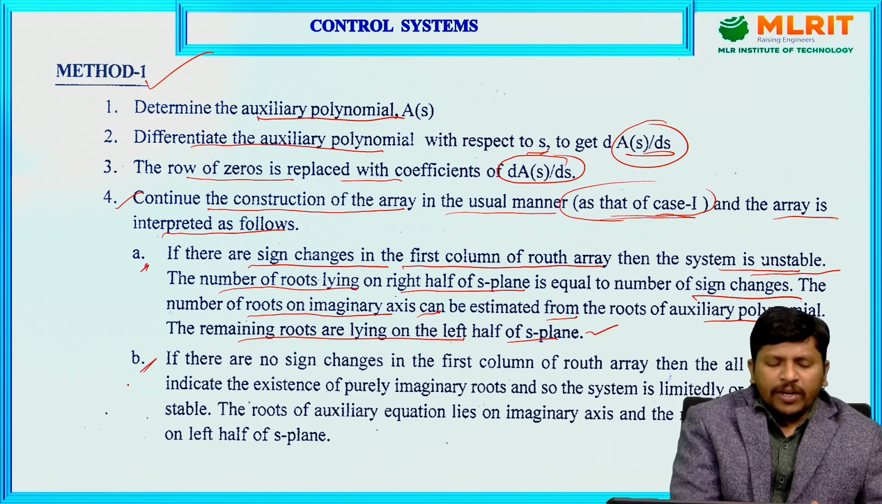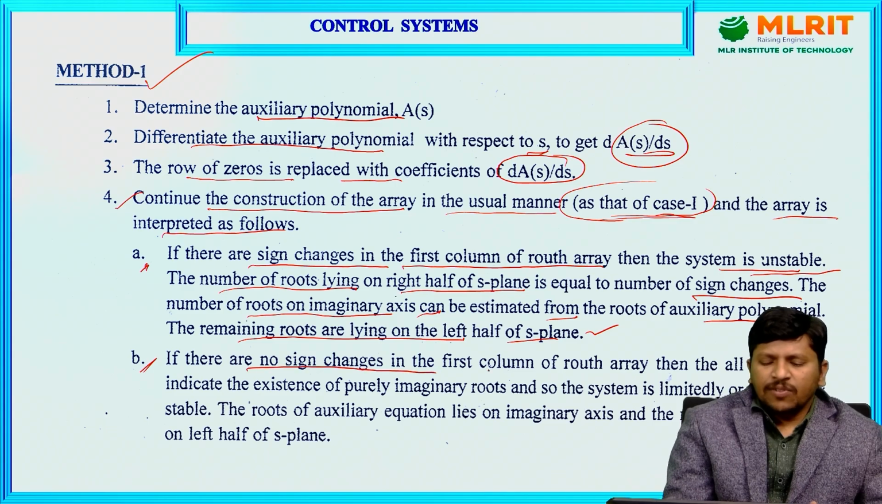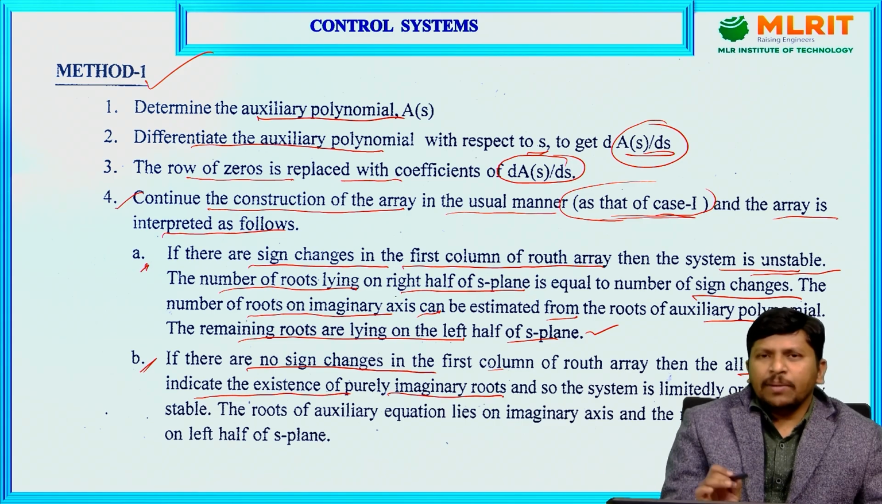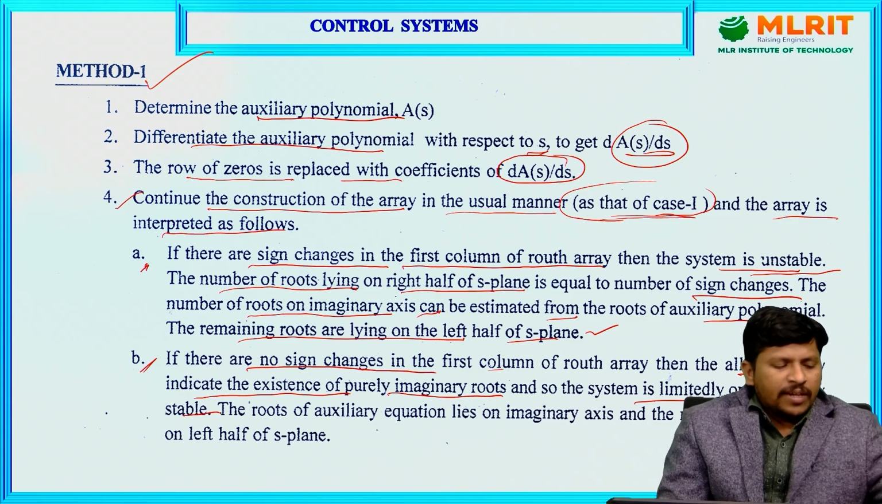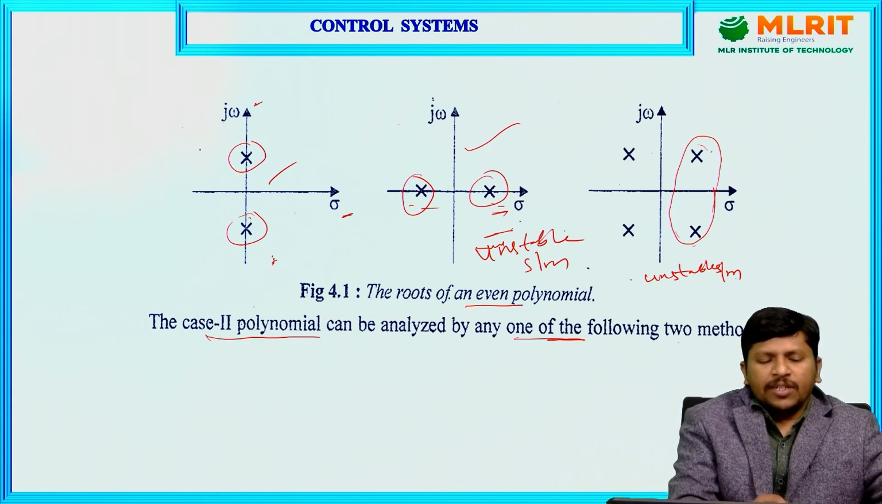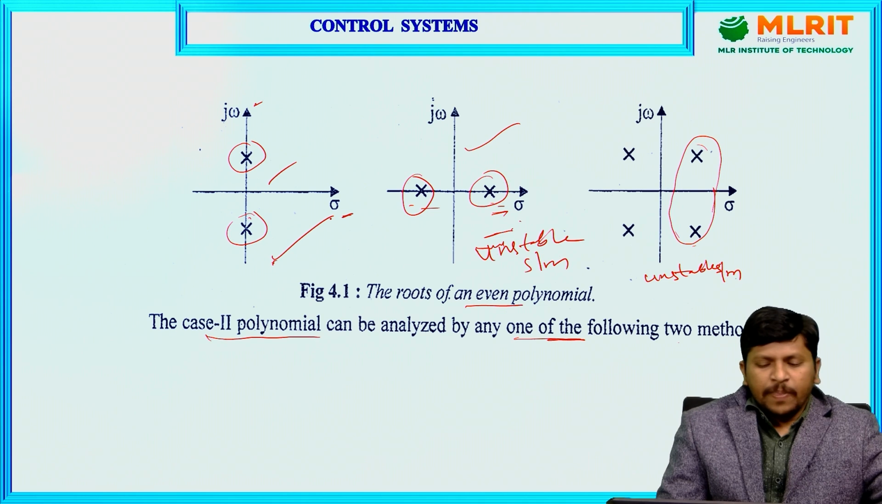The third point, if there are no sign changes in the first column of the Routh array, then all zeros of rows indicate the existence of purely imaginary roots. No sign changes and roots only on the imaginary axis, then those are imaginary roots, we say that. That is a limitedly or marginally stable system. Example, this one, limited or marginally stable system.